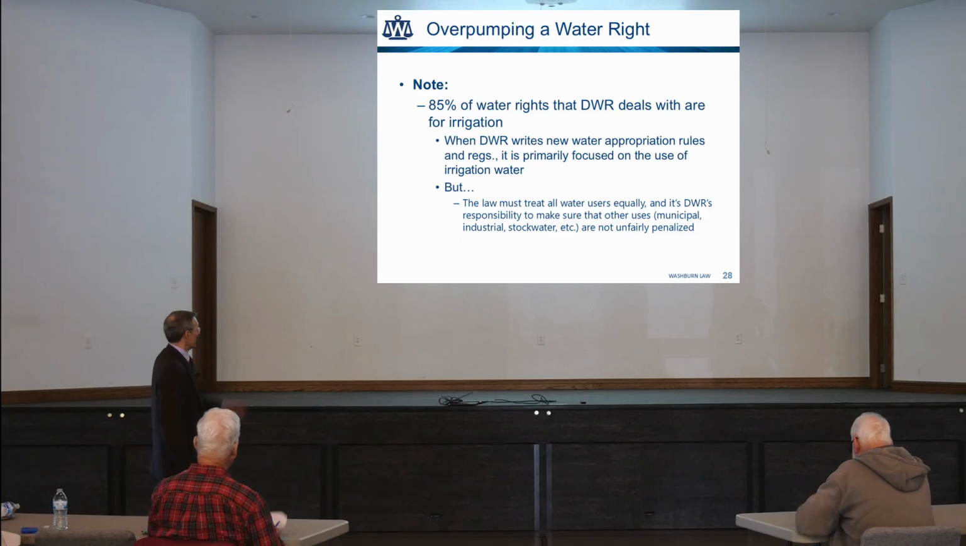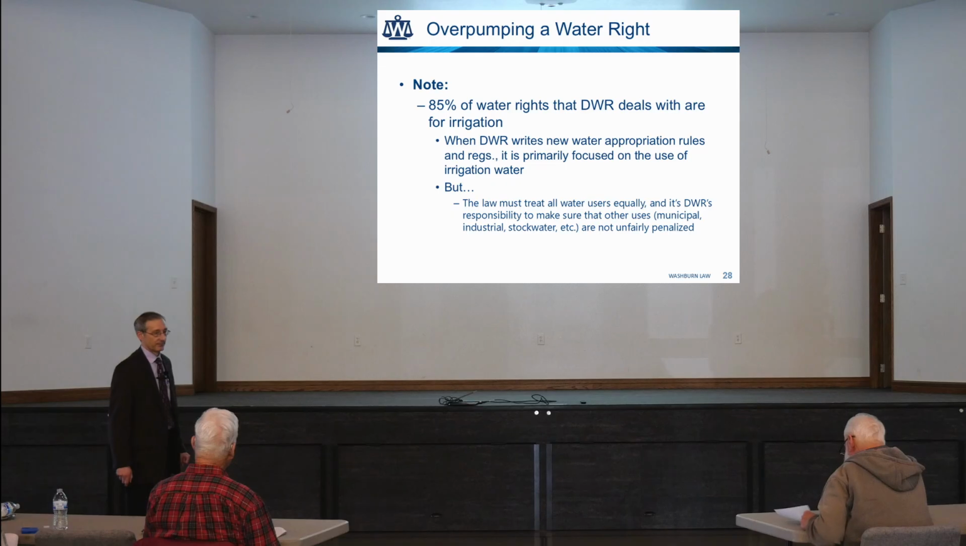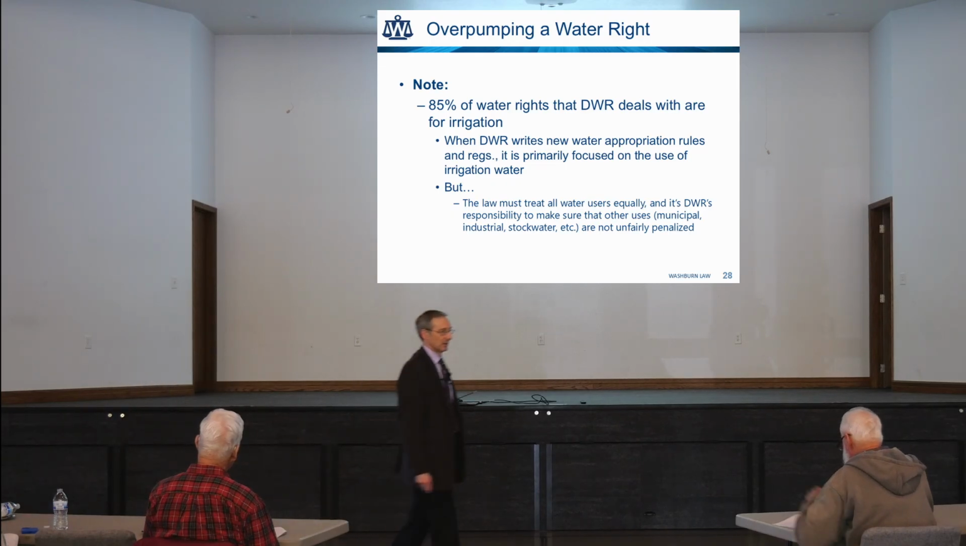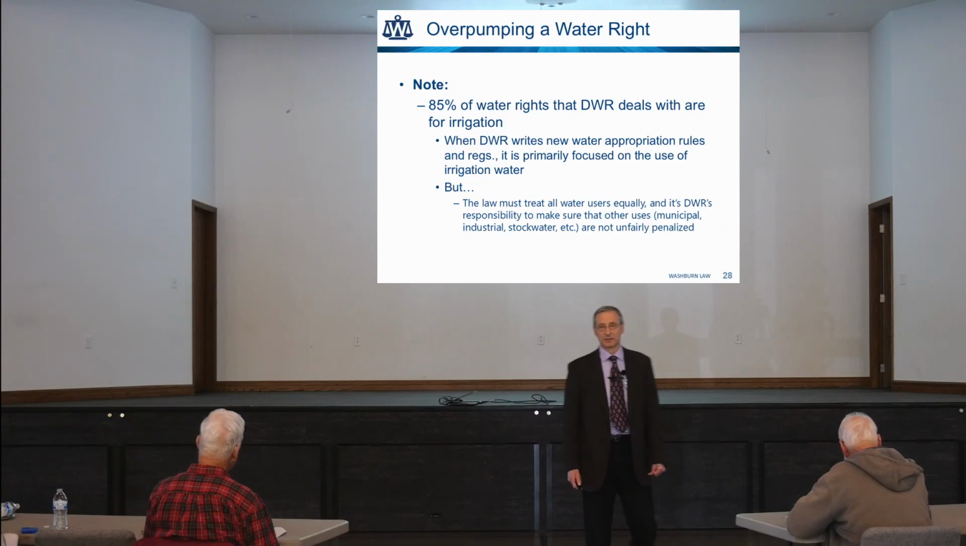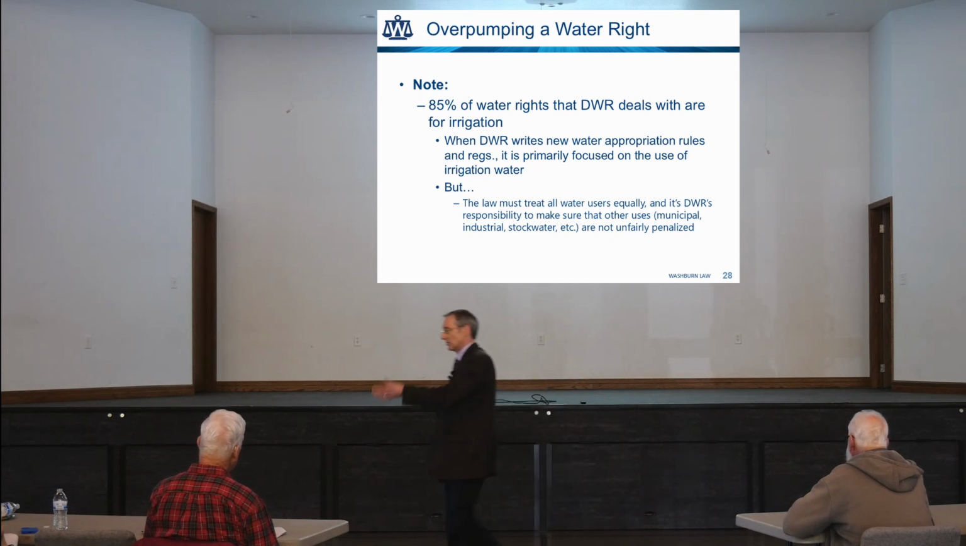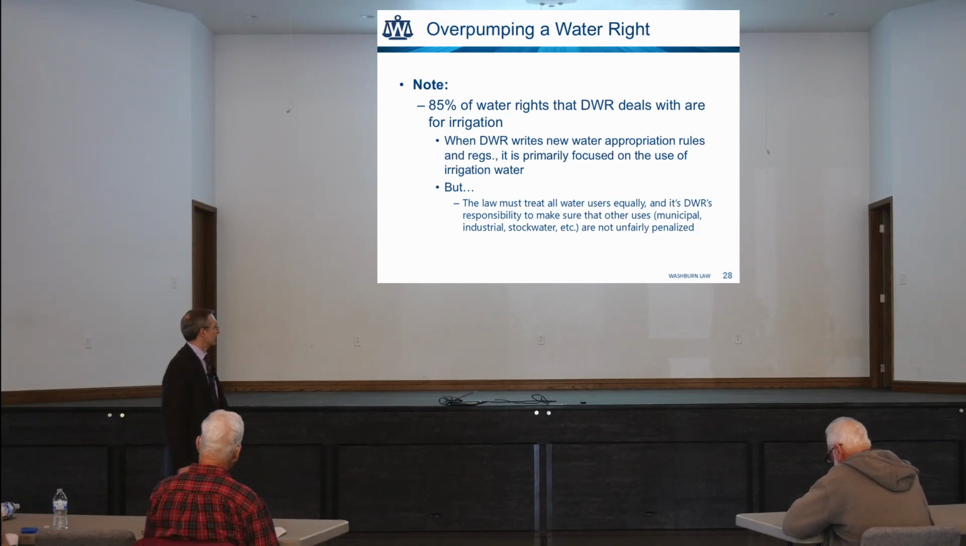85% of the water rights that the Division of Water Resources deals with are for irrigation. Kind of makes sense. We would expect that to be pretty high, and it is. It's 85%. Now, when the Division of Water Resources writes new water appropriation rules and regs, it's primarily focused on the use of irrigation water. That's the mindset that they're in. When they're writing regs, writing rules, they're thinking water to be used for irrigation purposes.